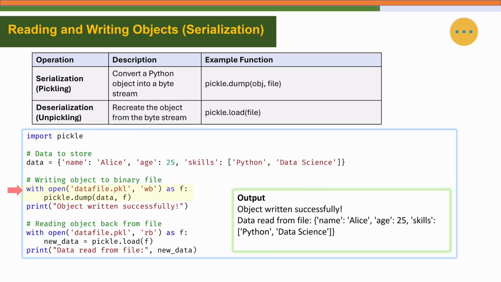When we want to bring the object back, we open the same file in binary read mode, rb, and call pickle.load. This function deserializes the byte stream and reconstructs the same Python object in memory. The result is we can pick up where we left off with the same data structure without needing to parse or re-enter it manually.